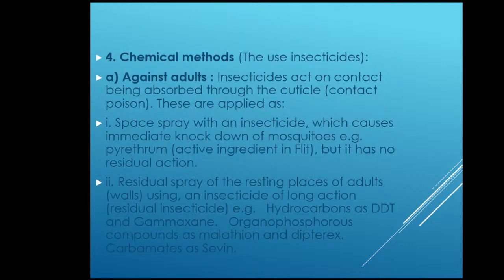Chemical methods. These are using insecticides. Insecticides act on contact, being absorbed through the cuticle. These are space sprays with insecticides which, as gases, immediately knock down mosquitoes. Mostly these insecticides contain pyrethrum. Residual spray is applied to resting places of adults, where we can use insecticides, hydrocarbons such as DDT or other chemical insecticides which kill the adults and larvae.